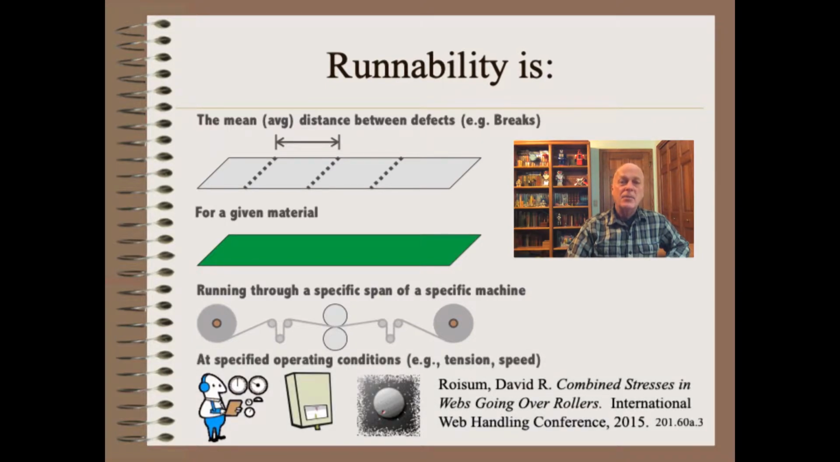Finally, the operating conditions on the machine where the break or other troubles can happen greatly influence runnability. For the web break case specifically, that would include tension settings, drive stability, roller alignment, and other considerations. These are well covered in my paper, Combined Stresses in Webs Going Over Rollers, which shows you how to calculate a safety factor from all of those insults taken together.